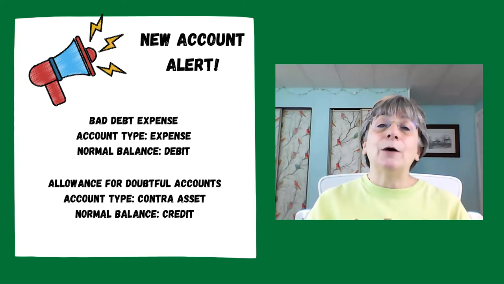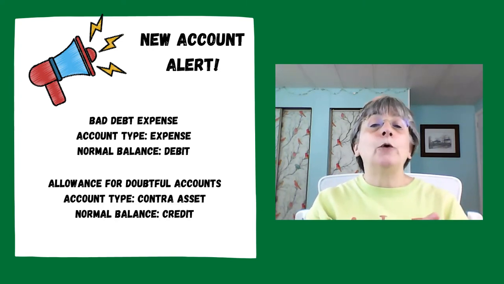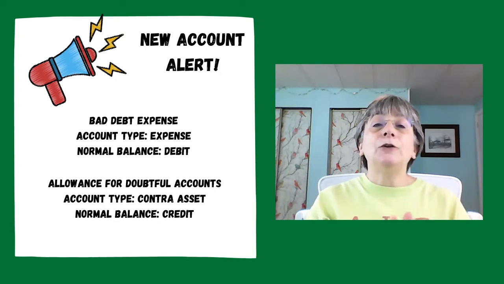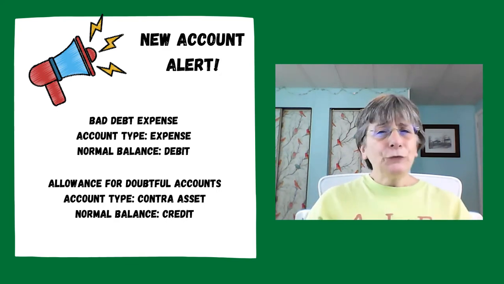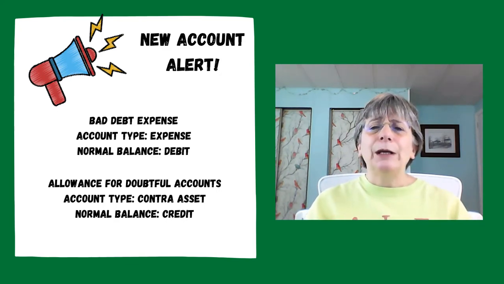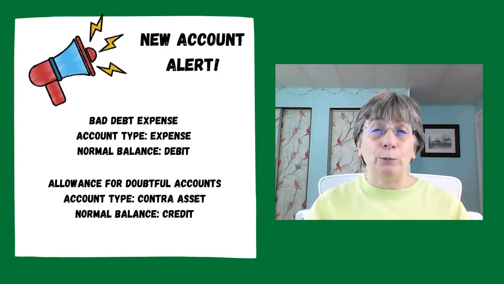But a contra account behaves the opposite of the account that it's paired with. So if you have a contra asset, it's going to be paired with a regular asset, but it's going to act the opposite. So the allowance for doubtful accounts is a contra asset, so it has a normal credit balance because it behaves opposite of the normal account balance for the asset that it's paired with.